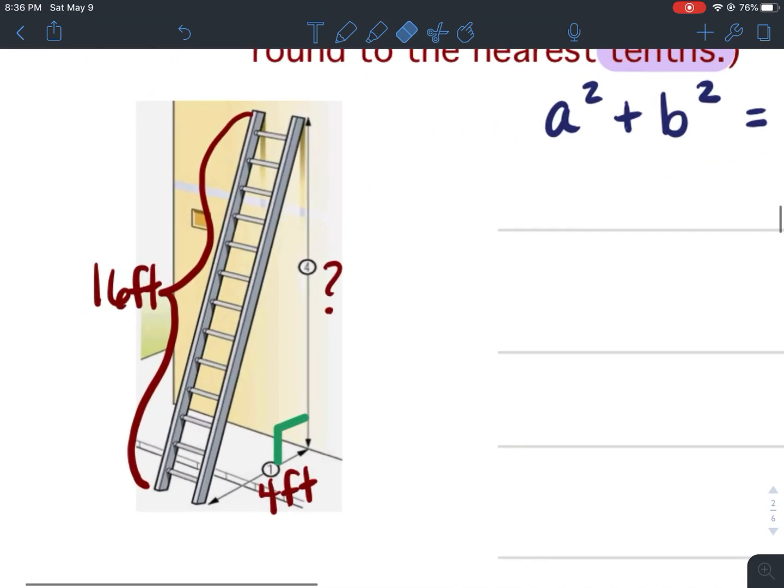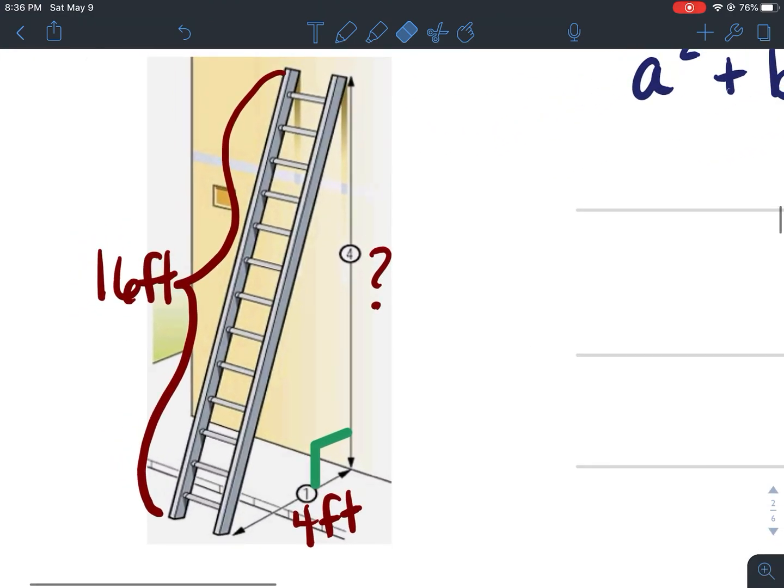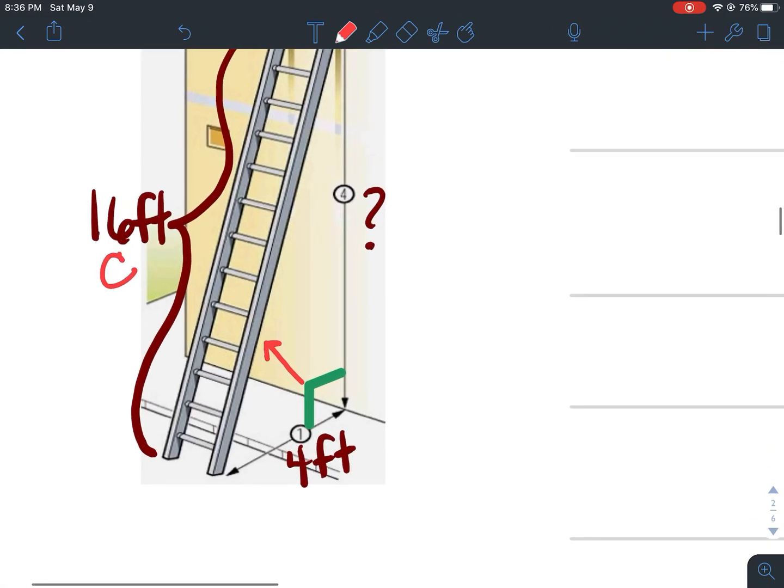So if you take this picture and look at it here, okay, the ladder is 16 feet. 16 divided by 4 is 4. So down here, it's 4 feet from the wall. Well, the wall and the ground make your right angle. So the ladder in this case is our hypotenuse, which means the 16 is the C. We're finding a leg in this case. Now, I'm going to use 4 as A and what we're finding as B.